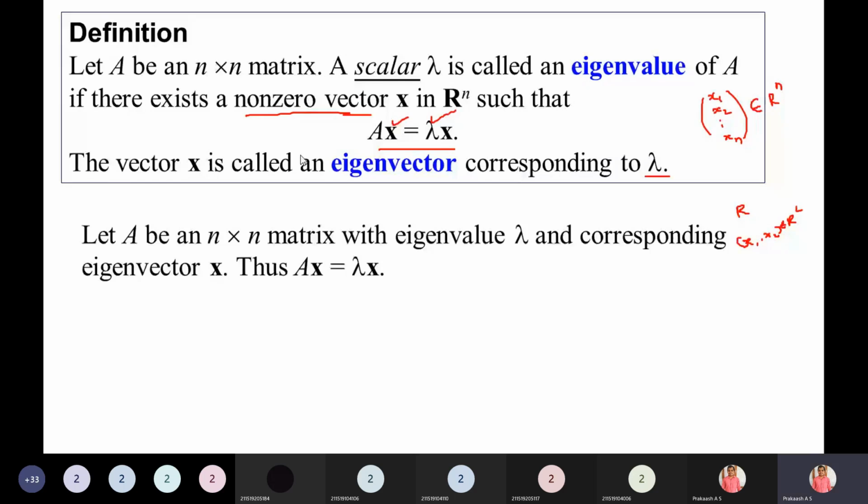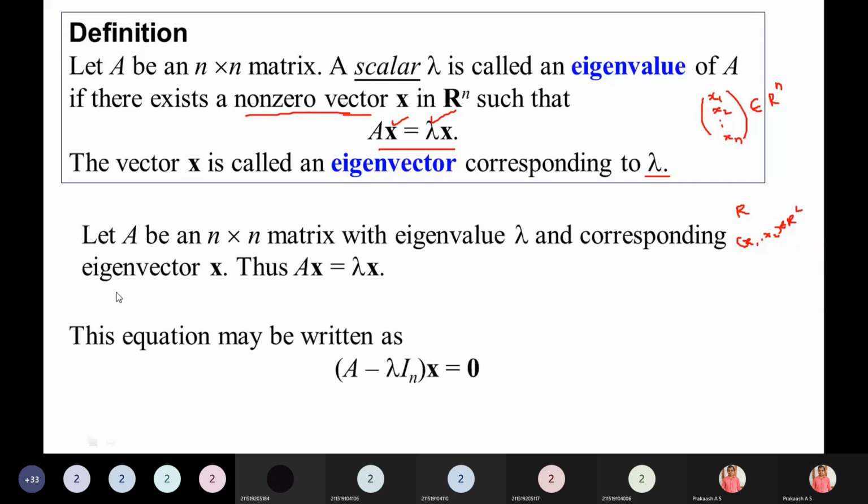Let A be an n by n matrix with eigenvalue lambda and corresponding eigenvector x. Thus Ax equals lambda x. Suppose you have an n by n matrix with eigenvalue lambda and corresponding eigenvector, we will have this equation, Ax equals lambda x, from the definition of the eigenvalue and eigenvector.